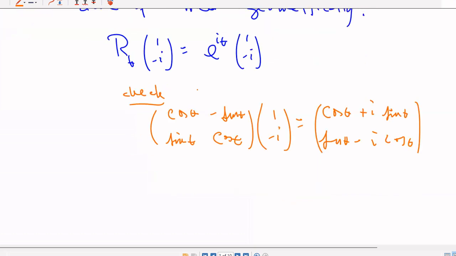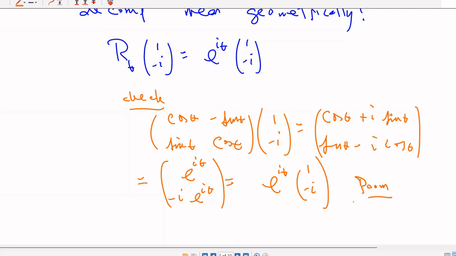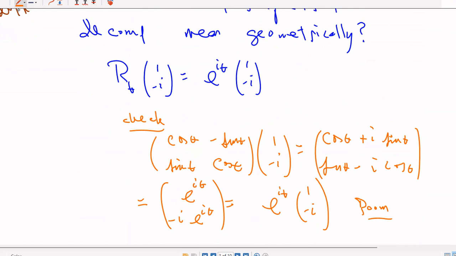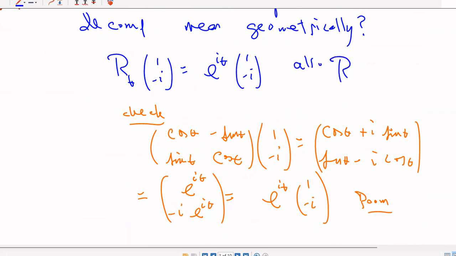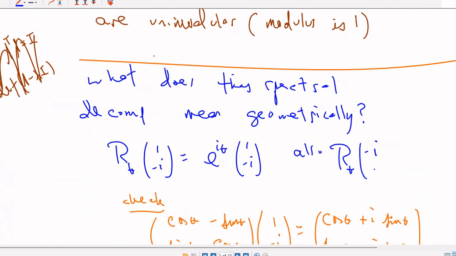So you get cosine theta plus i sine theta, and you get sine theta minus sine theta minus i cosine theta. So this is going to be e to the i theta, and this is going to be negative i times e to the i theta by Euler's formula. So this gives us e to the i theta times 1, negative i. Then you can check the other one: negative i, 1 is equal to e to the minus i theta times negative i, 1.